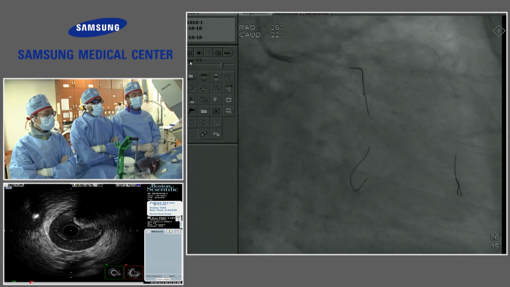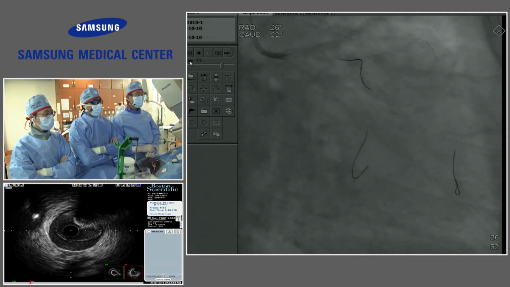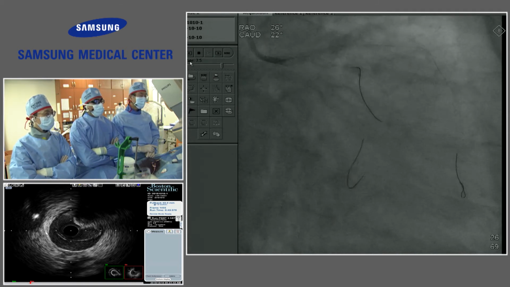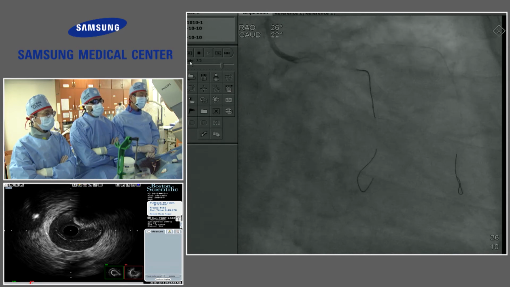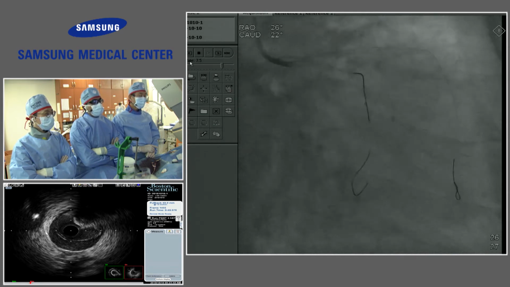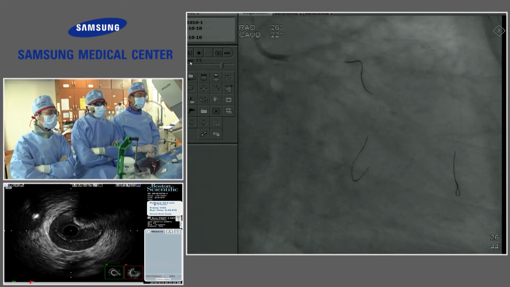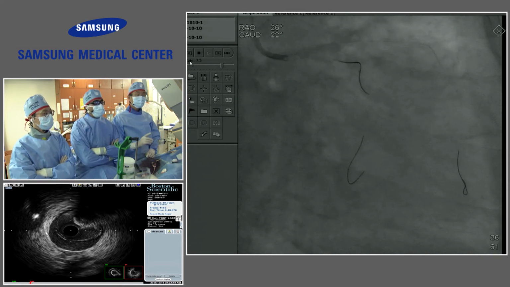We leave the wire in the circumflex, the distal circumflex, which we knew was in the true lumen. And on the way back, we actually re-enter into the side branch wire. So this is, in our experience, the best strategy to use this technique. Leave the wire distal in the true lumen at 6 o'clock and then re-advance.